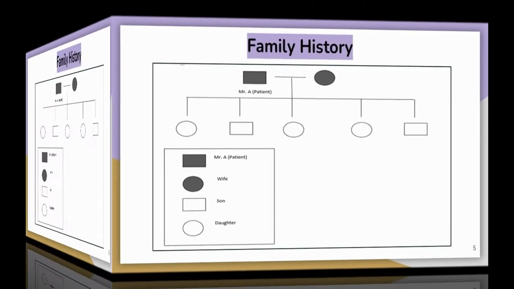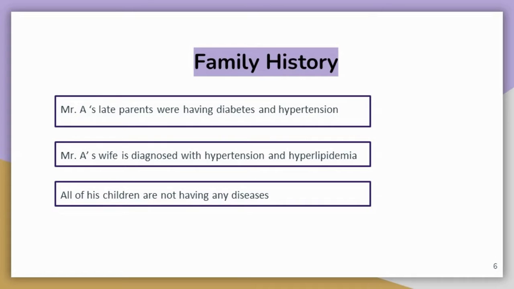And then for the family history, Mr. A stated that both of his late parents had diabetes and hypertension. And then his wife also stated that she has hypertension and hyperlipidemia. And currently, he is on amlodipine 5 mg and simvastatin 40 mg. Other than that, so far, all of his children do not have any diseases.